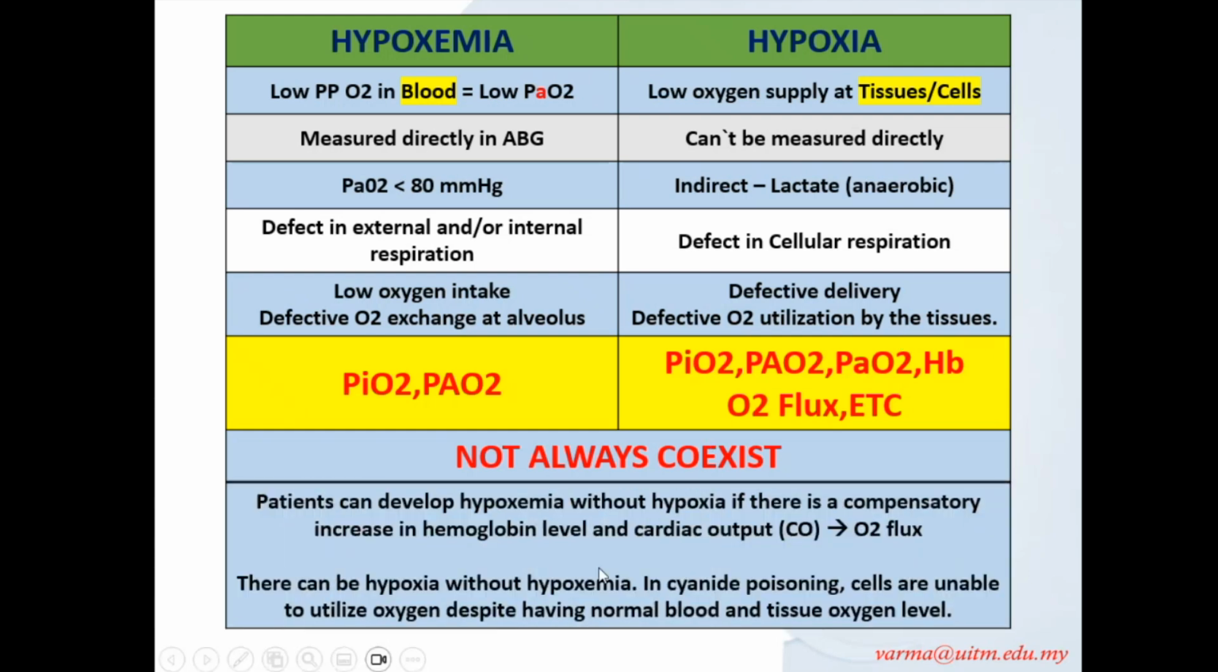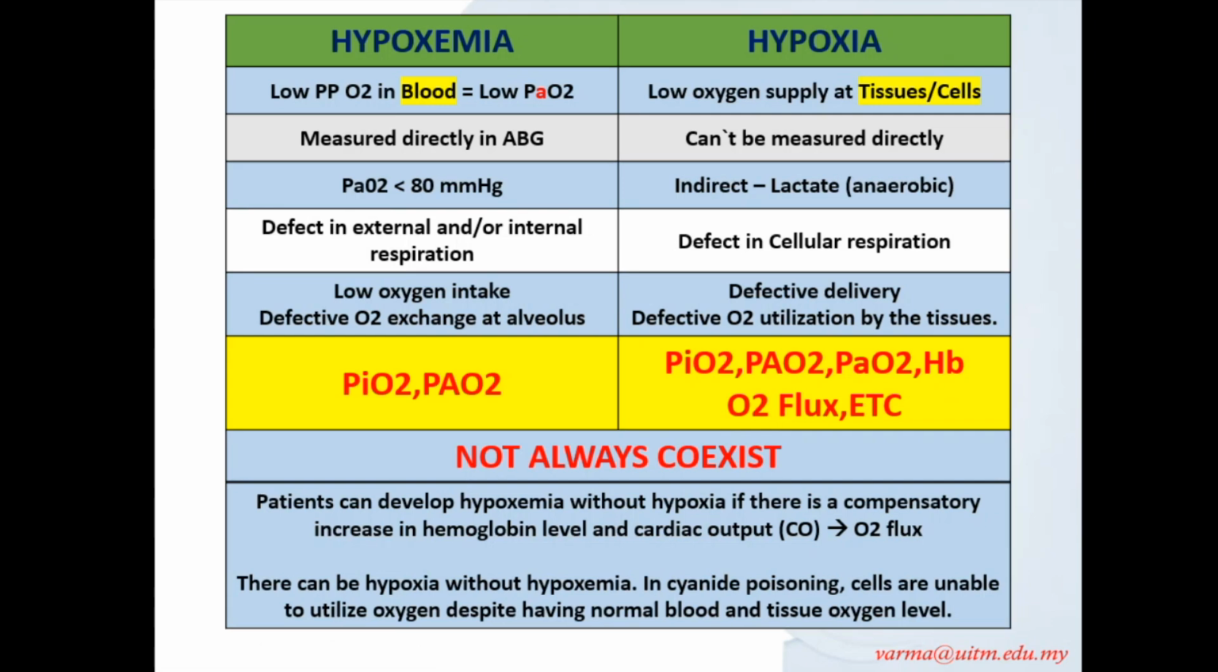As an example, a patient can develop hypoxemia without hypoxia if there is a compensatory increase in hemoglobin level and cardiac output. Because as I say, for hypoxia, oxygen flux is one of the factors. What is important in oxygen flux is your hemoglobin level, your cardiac output, and also your PaO2. But let's say your PaO2 is low because the patient is having hypoxemia, but there is a compensatory increase in hemoglobin level and cardiac output, that patient might not develop hypoxia.